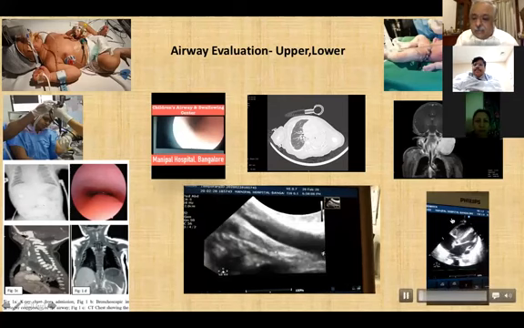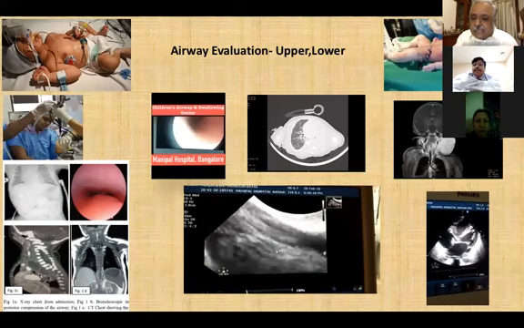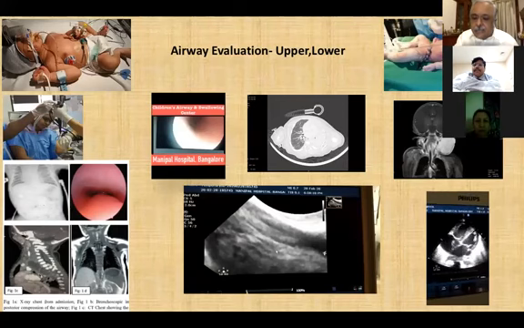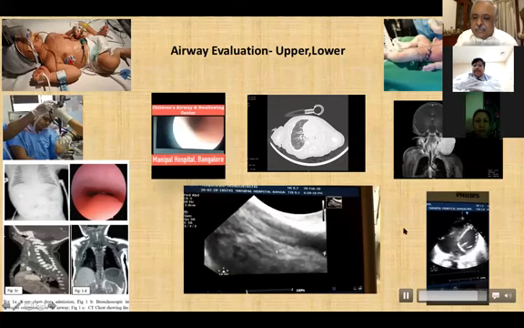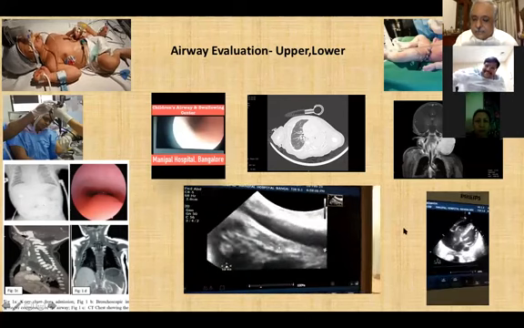Sometimes, lo and behold, you do an echo thinking it is just a preterm with RDS, and you find this baby has a respiratory problem because of a tumor in the atrium. And this baby had a rhabdomyoma. Of course, luckily for the baby, it disappeared on its own, which most of them do, and we could give a good prognosis to this baby.